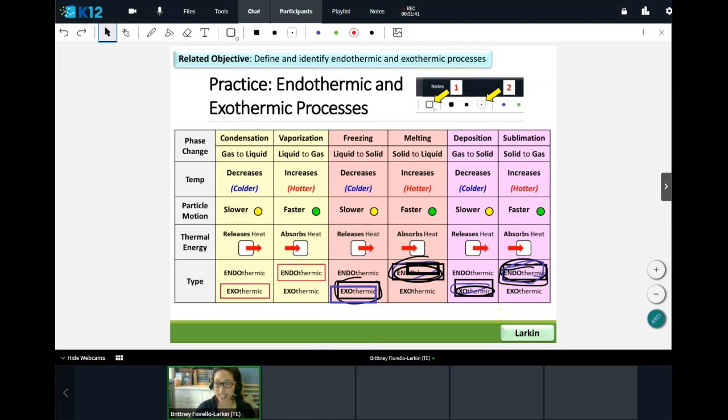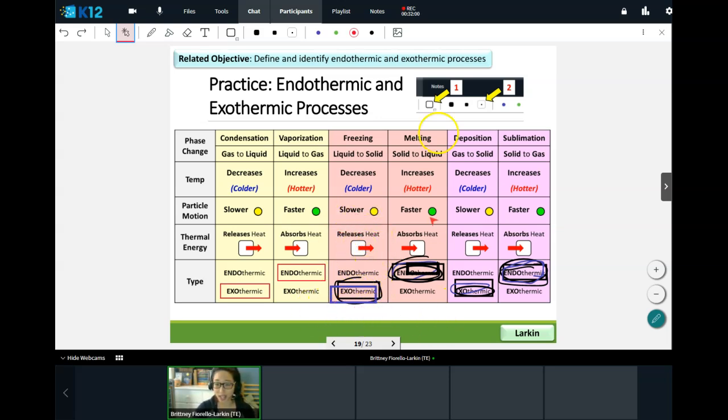Beautiful, beautiful. Yes, absolutely correct. Yes, so freezing and deposition are both processes where we get colder. We turn into solids like ice. They're getting slower. That's why they are solids, because they're rigid. Particles are unable to move easily. And so you must be losing heat. Losing heat means heat's exiting.